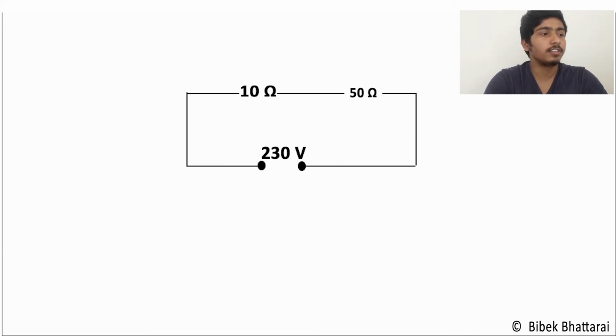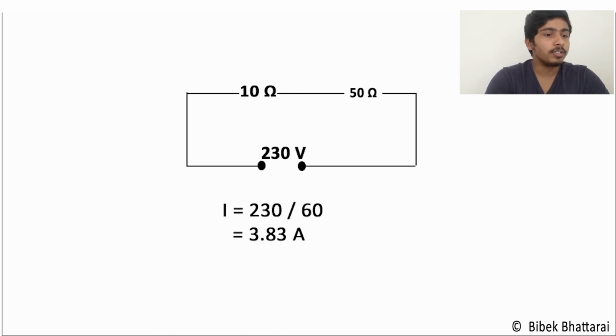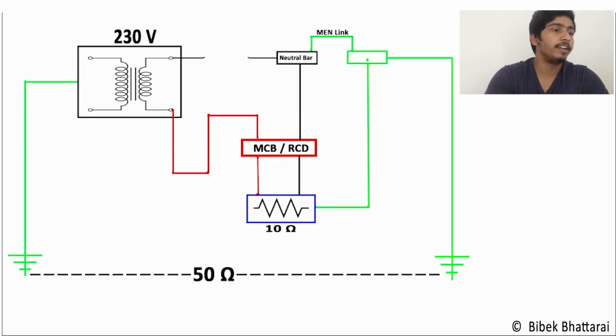So we have got 230 volts of our standard voltage, 10 ohm is the resistance of our load, and 50 ohm is the resistance between the two earthing conductors. So using Ohm's law, I would find out the electric current through our circuit would be 3.83 ampere, and further calculating, I can find the voltage across the load as 38.3 volts, and the voltage across our earthing conductor would be 191.7 volts.